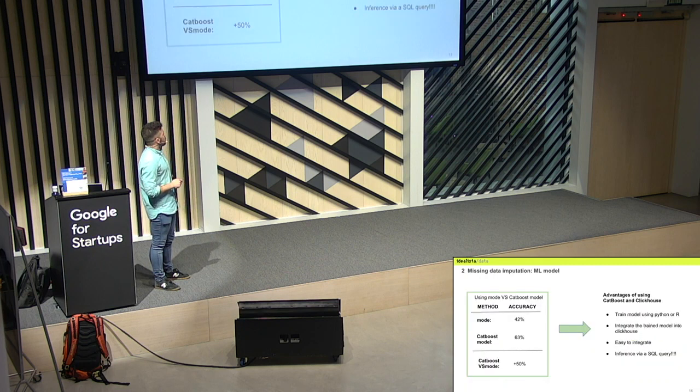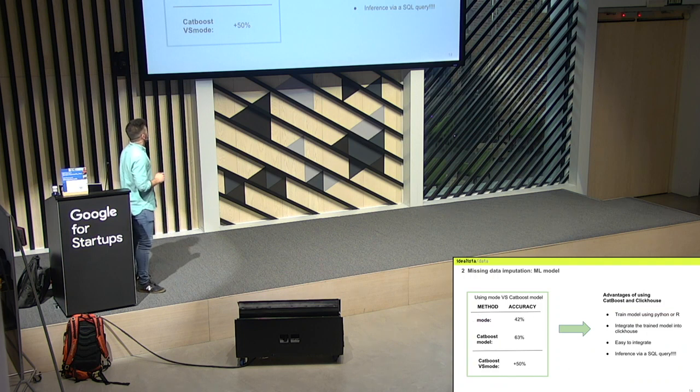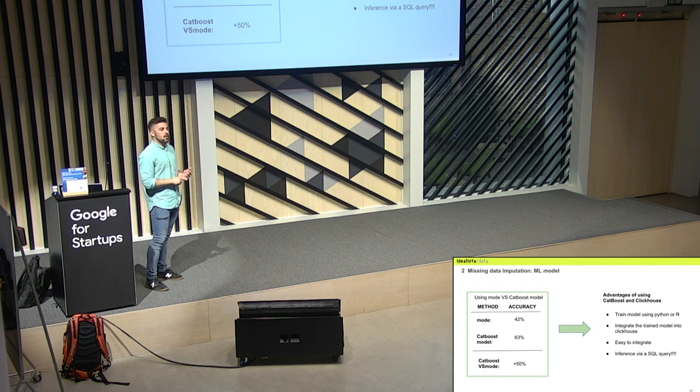So some numbers about CatBoost. If we use the simple method, using the mode, we have an accuracy of 42%. And if we use the model that you can see in the previous slides, we have an accuracy of 63%. It means that CatBoost is better than the mode by 50%. So, the advantages of using CatBoost and ClickHouse: it is easy to integrate. We can train the model using Python and R, so we don't need to learn new technologies to do that, and we can predict all the values just by doing a simple query. So it's a really powerful tool.